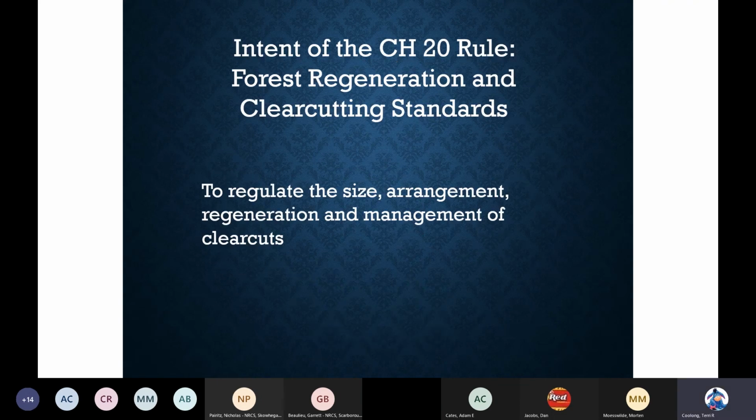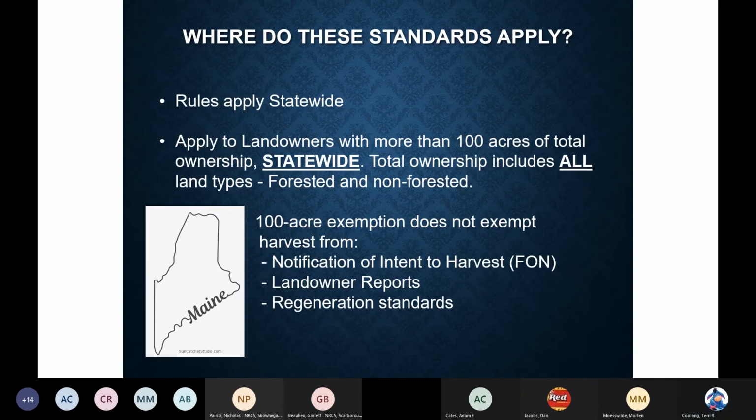So why do we have the Chapter 20 rule? Basically, it's to regulate the size, the arrangement, the regeneration, and the management of clear cuts. So if you're doing any clear cuts at all, you need to understand the Chapter 20 rule. These standards apply statewide. Everywhere in the state, it doesn't matter whether it's an organized territory or an unorganized territory, then Chapter 20 rules apply.